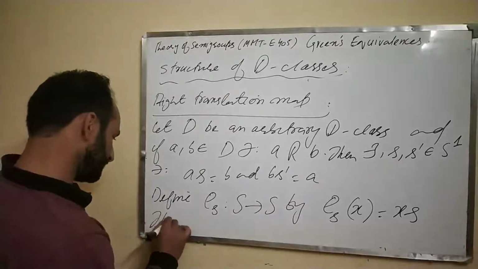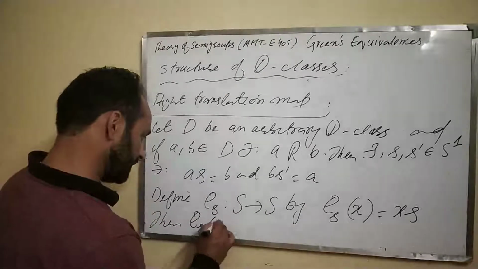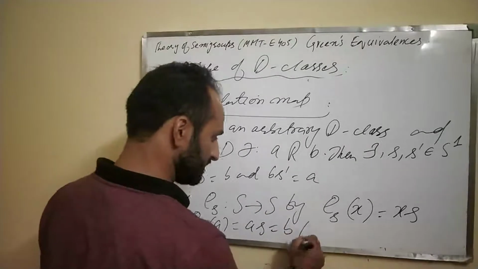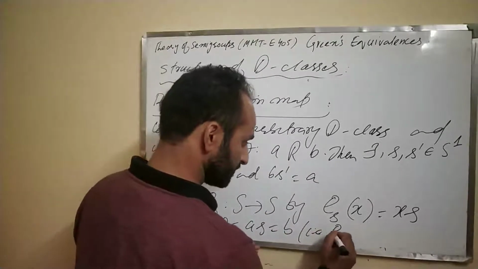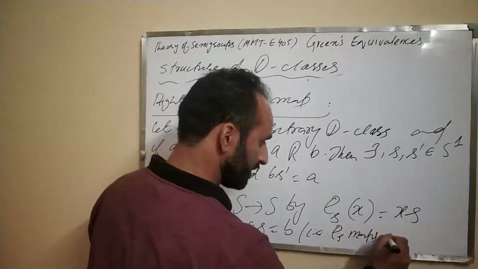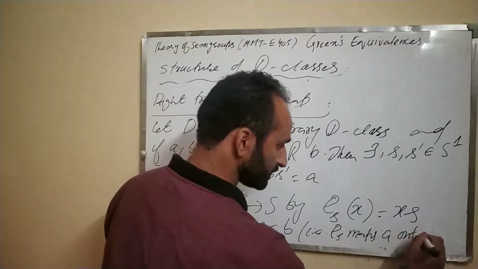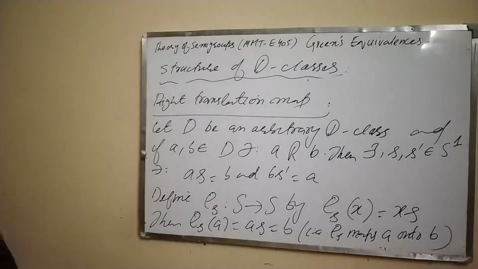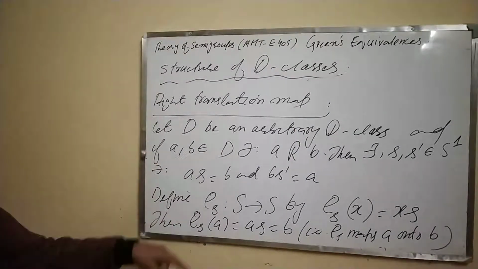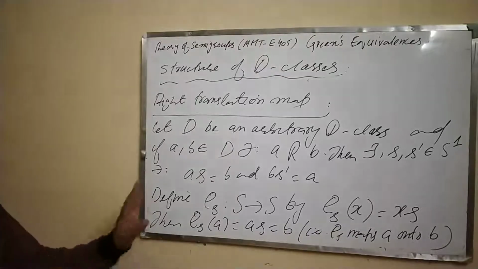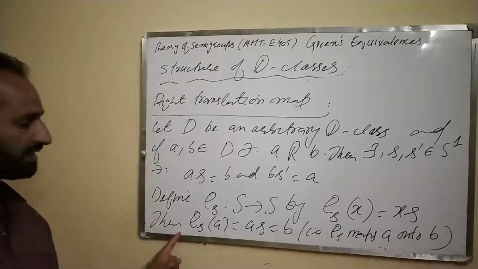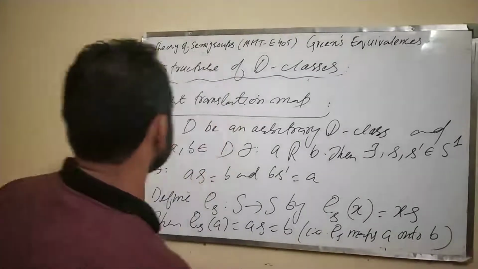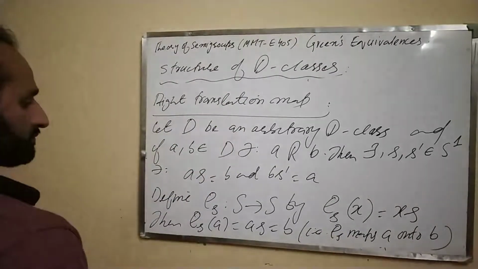Then rho S of A is equal to AS. That's equal to B. So that means rho S maps A onto B. So it's called a right translation. Okay, right translation. It maps A onto B. In fact, we will see that it maps LA onto LB.